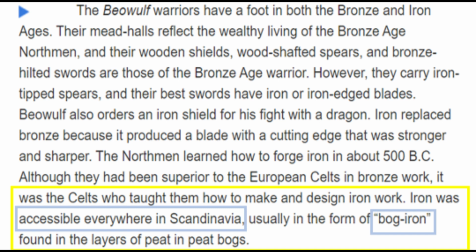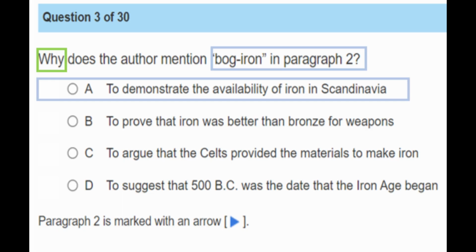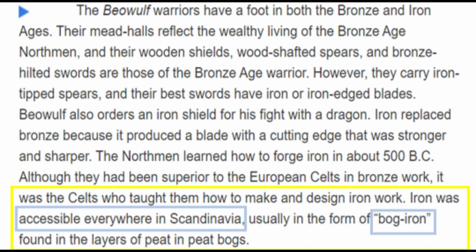So letter A is looking good. Usually in the form of bog iron found in layers of peat in peat bogs. So if we look at the options, to demonstrate the availability of iron in Scandinavia. This really looks like the answer, no? Because it's talking about accessibility. It's talking about it being everywhere. It's availability. So A sounds like the correct answer.